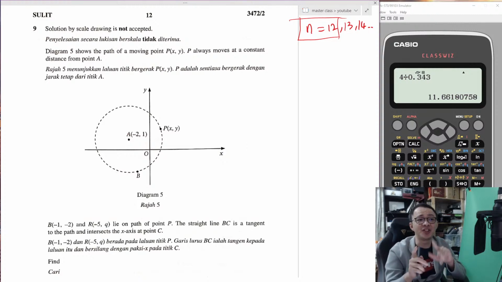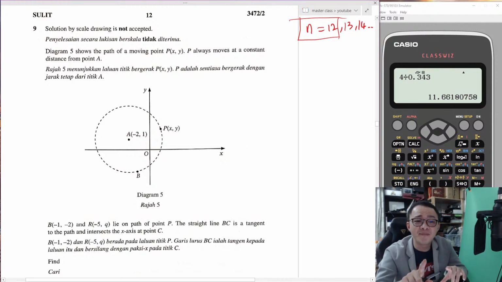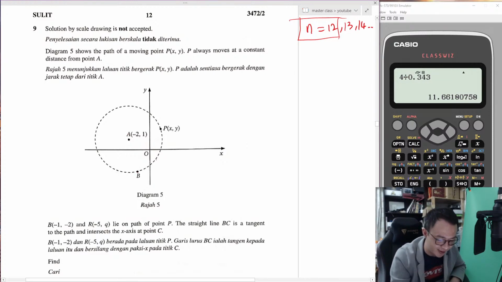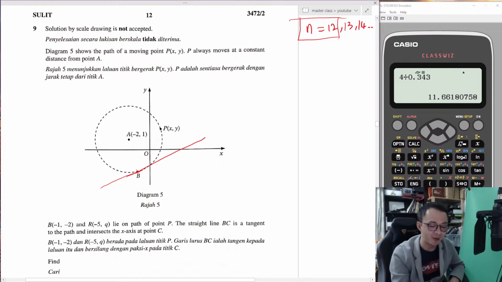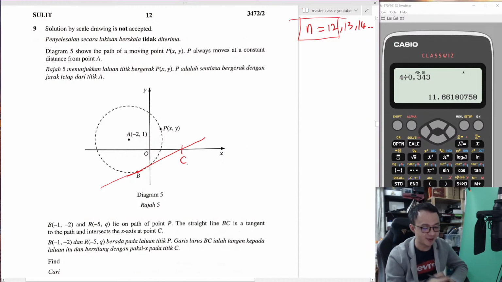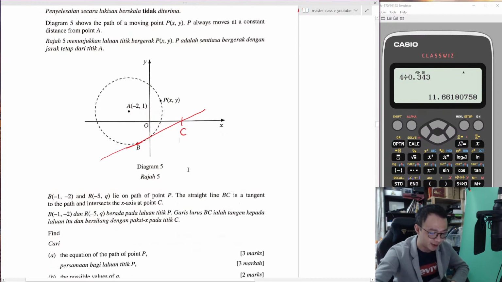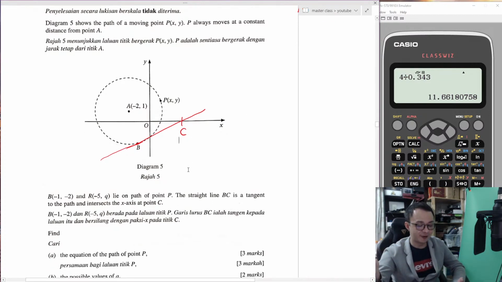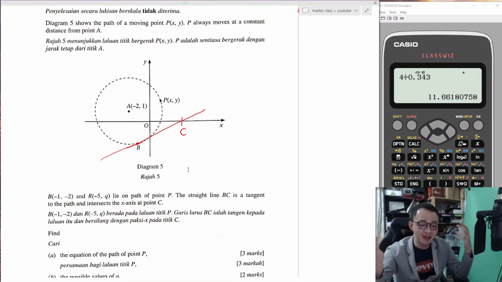First, we try to visualize this one. Tangent basically means it only touches one point, so this line can only touch at B, because B is on the path already. Therefore C will be here, because C is on the x-axis. Now what we want to do is find the equation of the path of the point P, which is the equation of the locus. For a locus, we always use the distance formula.